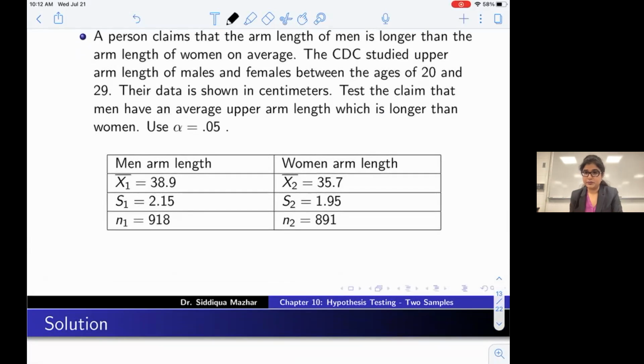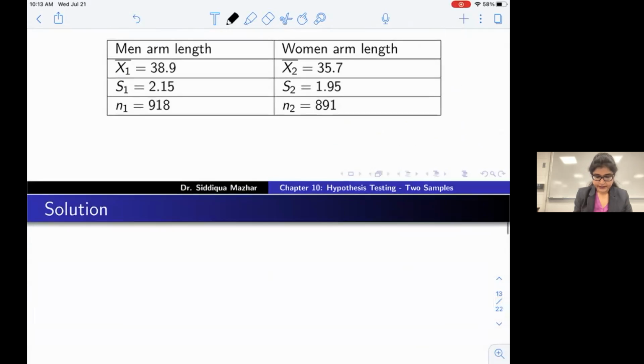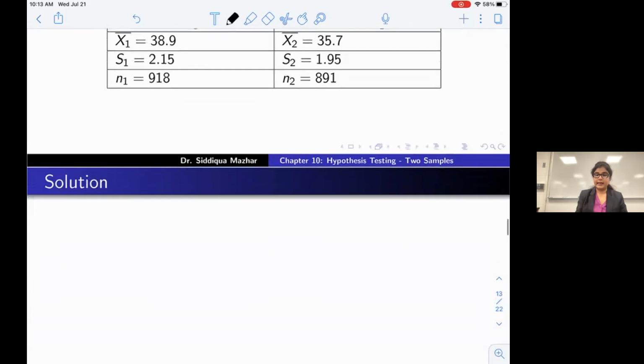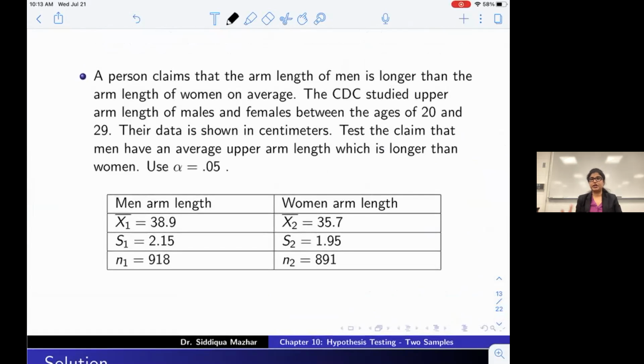Similarly, group 2 was assigned for women's arm length. X2 bar, the sample mean for the women's arm length, is 35.7 centimeters. S2, the sample standard deviation for the women's arm length, is 1.95. And N2, the sample size for female, they studied 891 females. So again, the sample standard deviation is given, and we are talking about averages, so average arm length means it is related to the mean.